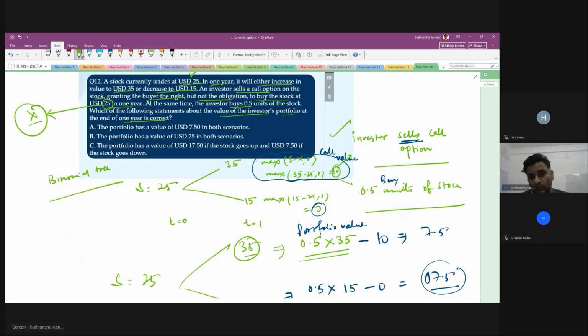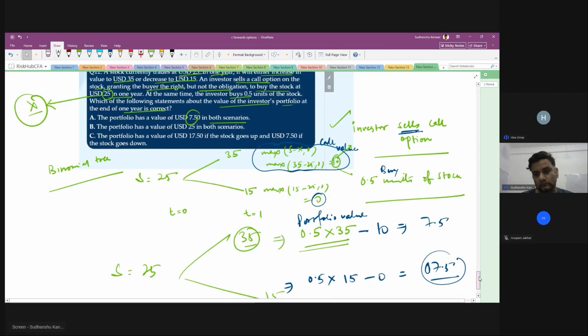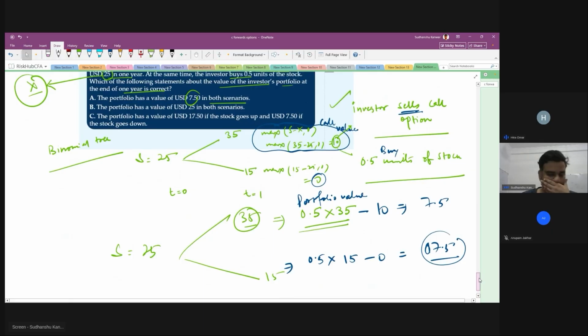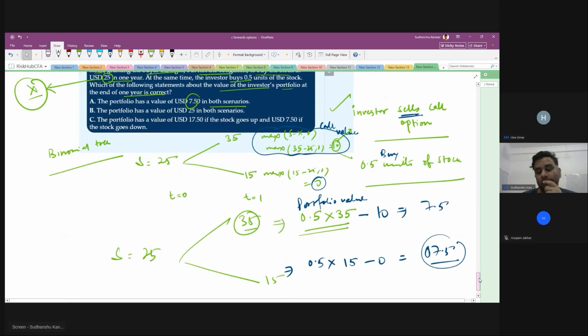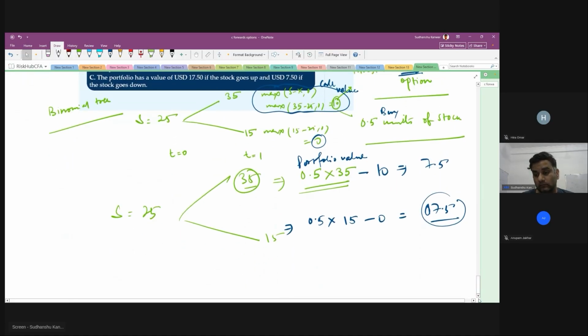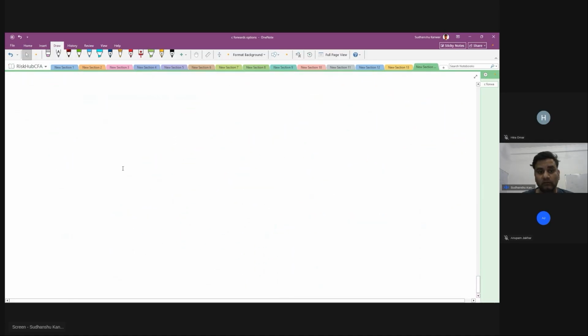But how can it be calculated without knowing the probability of each? And the second thing is the second binomial tree that you made, where it says 0.5 multiplied by 35 and then 0.5 multiplied by 15. What is that 0.5 for? Okay, fine. Just understand this question. We will not go deeper than this.